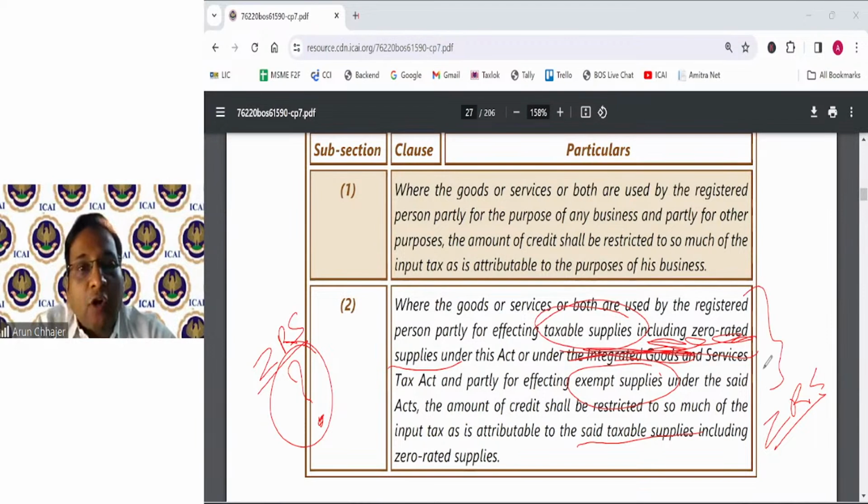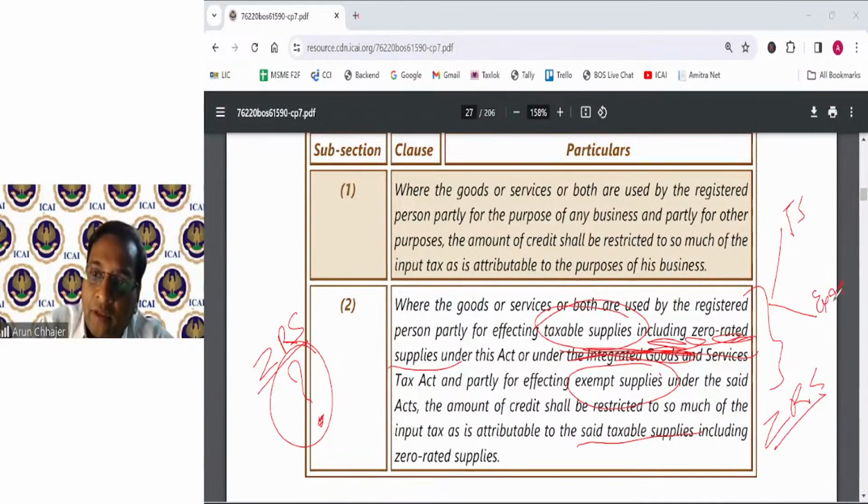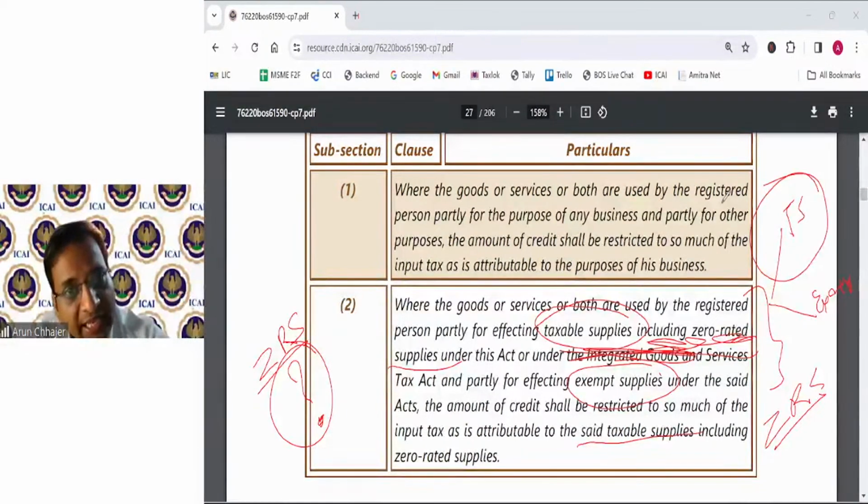Again, if you have the common ITC and you have the taxable supply and exempted supply, you are allowed to take the ITC to the extent of taxable supplies. How will you calculate? According to Rule 42 and Rule 43, which we are going to discuss in detail.